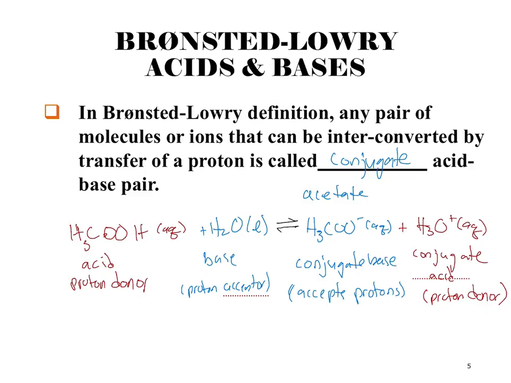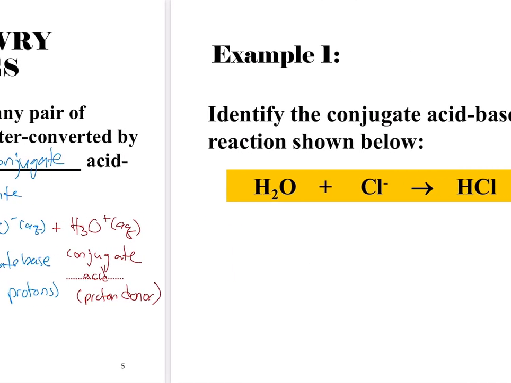And so which one you call the acid, which one you call the base, it doesn't really matter, it just depends on which way you draw the reaction, right? If I drew this reaction in the reverse order, then I would call hydronium the acid, and I'd call acetate the base. Acetic acid would then be the conjugate acid, and water would be the conjugate base. All right, so let's get some practice doing that.